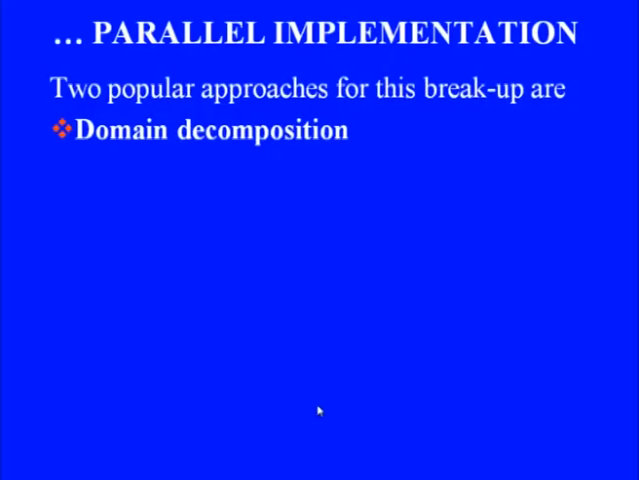There are two popular approaches for this breakup of a big problem into small problems. The first one is called domain decomposition, that is, you have a big complex problem domain, the way we did for our grid generation. Use a similar sort of decomposition, decompose your problem into smaller subdomains and then try to map each subdomain to each processor. And the second one is what we call grid partitioning, that is, we generate a grid somehow and then this grid is partitioned using certain graph partitioning tools.